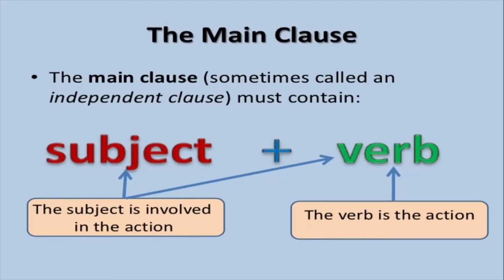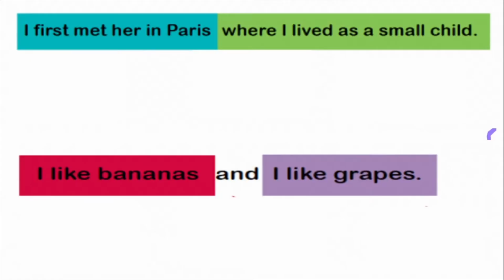So subject is what then? Subject is the person or the thing which is involved in the action. And what is the verb? The verb is the action which is happening. So every main clause will have a subject and a verb. Only then will it qualify as a main clause. Then let us look at some examples here.